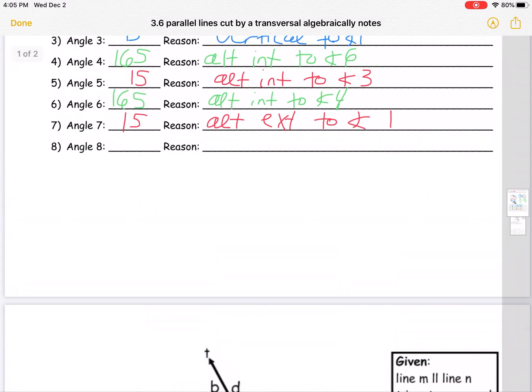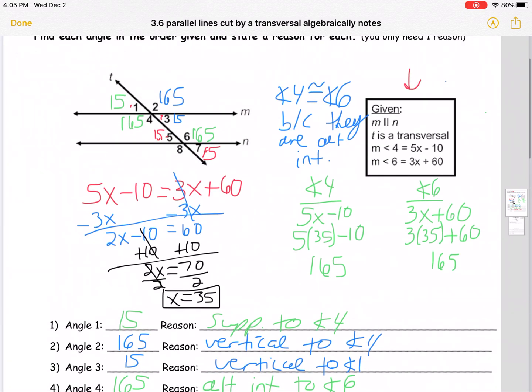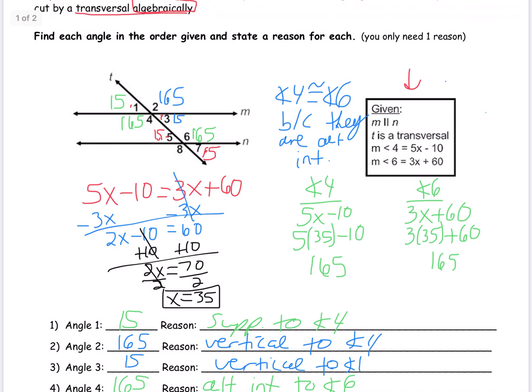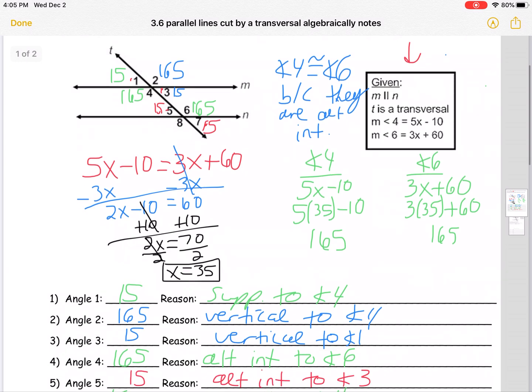Okay? So you could have written alternate exterior to angle 1. You could have written corresponding to 3. You could have written vertical to 5. You could have written supplementary to 6. Okay? Any one of them would be fine.